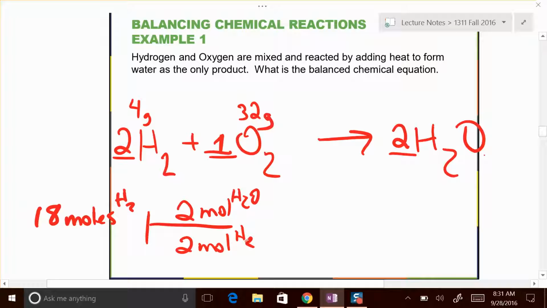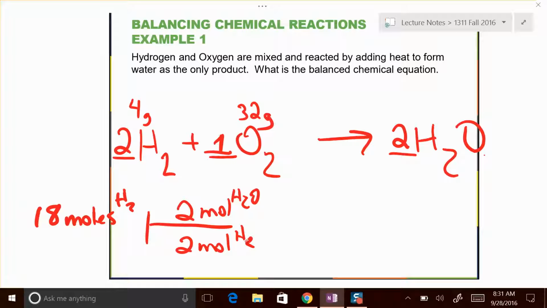That's stoichiometry. That's the heart of what we're doing here. Okay? And when we talk about stoichiometry, everybody starts to think it's this big complicated process, and it's not. That's it, right there. That's pretty easy. For every 2 moles of H2, I produce 2 moles of H2O. It's a 1-to-1 ratio. 18 moles of H2 produces 18 moles of H2O.